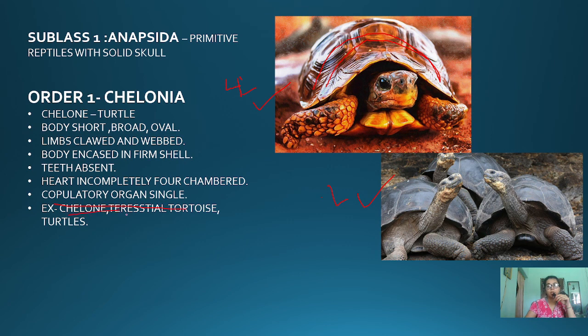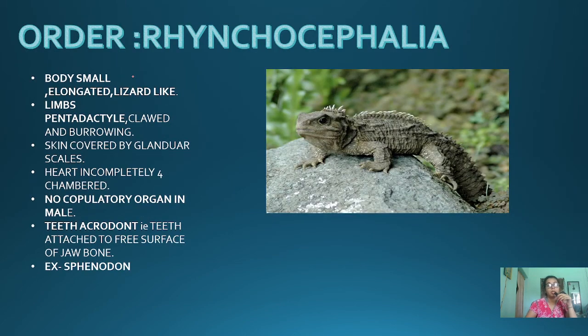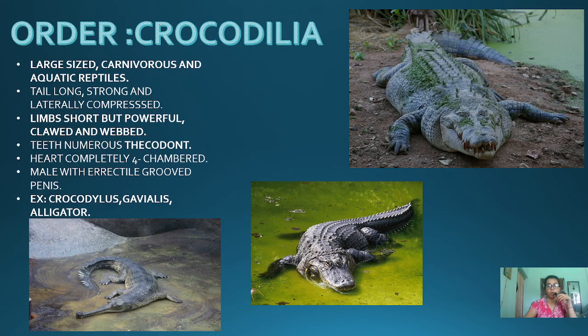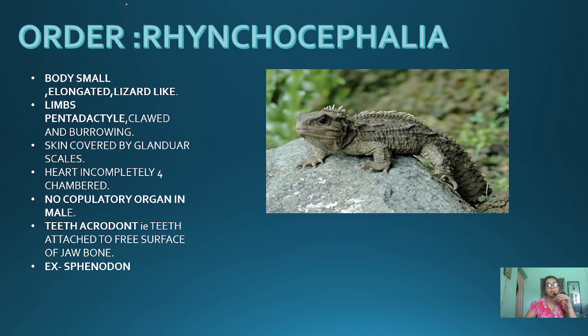Under this category, Chelonia, that is terrestrial tortoises and turtles, are present. Okay, so this is the difference, or the class that includes the Chelonia. Moving to the Rhynchocephalia, which is categorized into the Diapsida. Diapsida is divided into three orders, that is Rhynchocephalia, Squamata and the Crocodilia. What are they? We will be discussing.